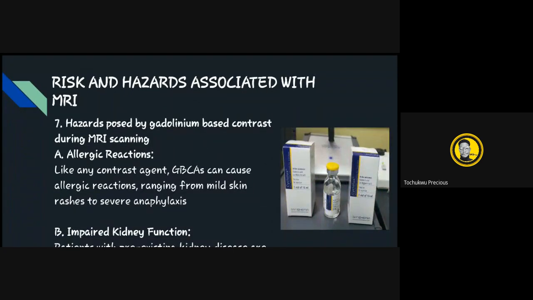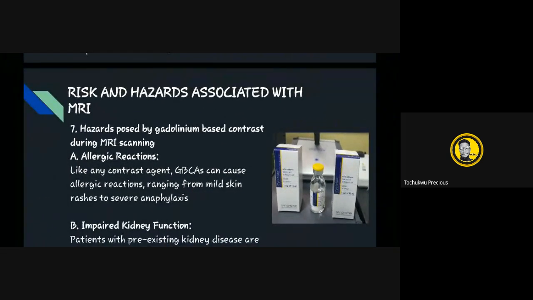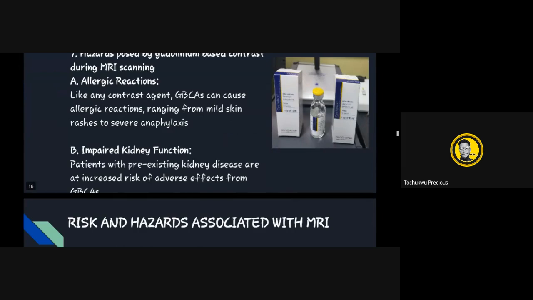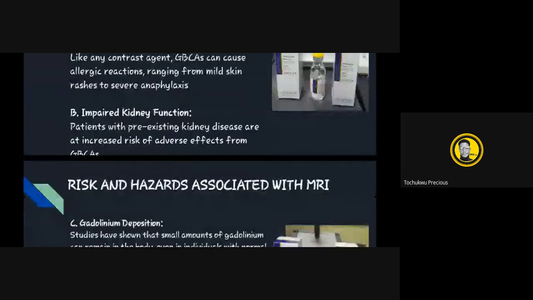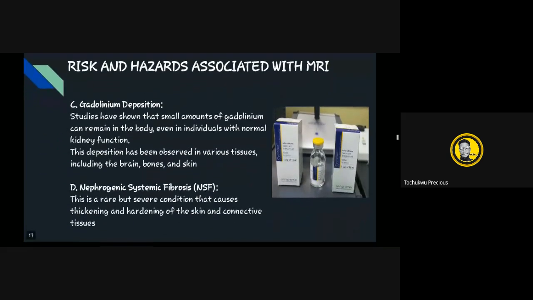Also, we have the hazards posed by gadolinium-based contrast during MRI scanning. If you need to give contrast, there are certain risks and hazards that come with it. We have allergic reactions. Like any contrast, even a regular everyday CT contrast, a patient can have an allergic reaction, and this ranges from mild skin rashes to severe anaphylaxis. Impaired renal function: patients with pre-existing kidney disease are at risk of adverse effects from gadolinium-based contrast agents.